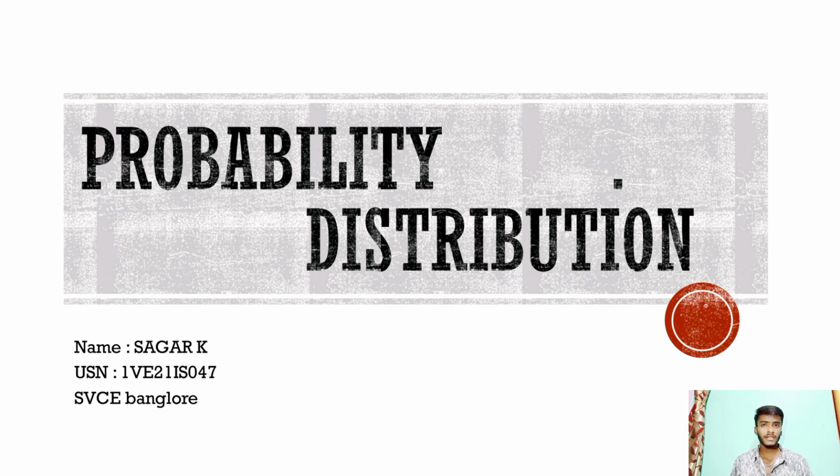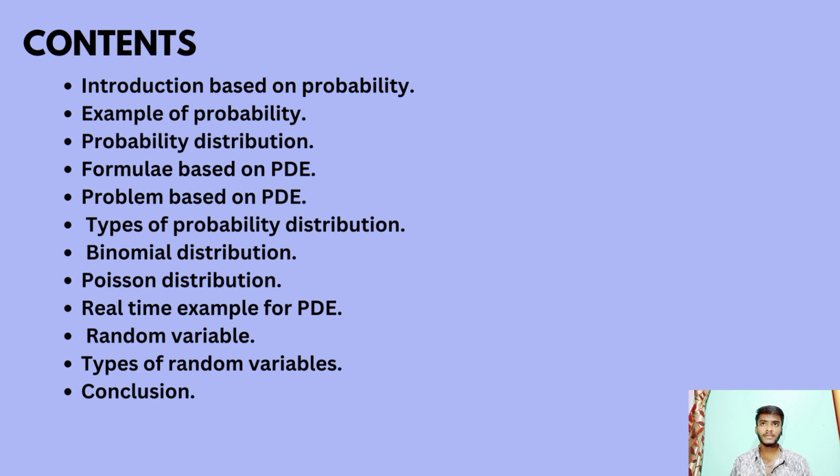Today I'm going to explain the probability distribution. Let's see what are all the contents: introduction based on probability, example of probability, probability distribution, formula based on PDF, problem based on PDF, types of probability distribution, binomial distribution, Poisson's distribution, real-time example for PDF, random variable, types of random variable, and then conclusion.